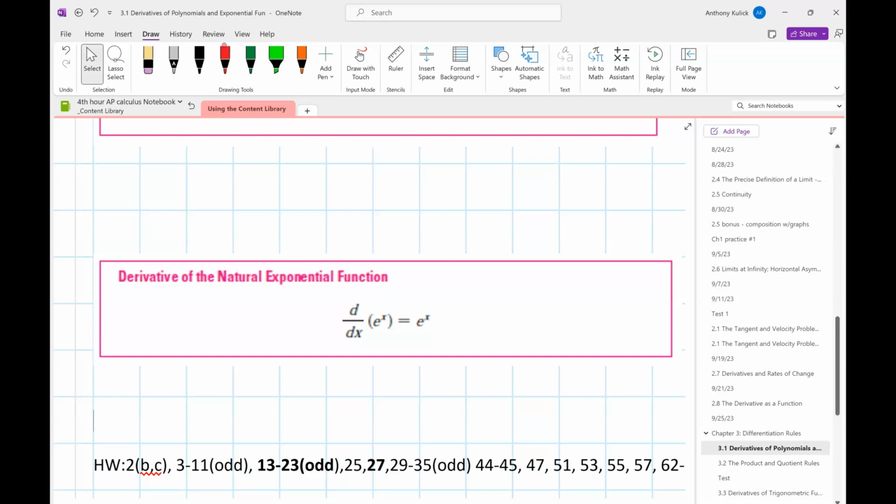Yes, don't be fooled by this. The AP loves doing things like this, putting things that don't look like a constant and making them a constant to try to trick you.